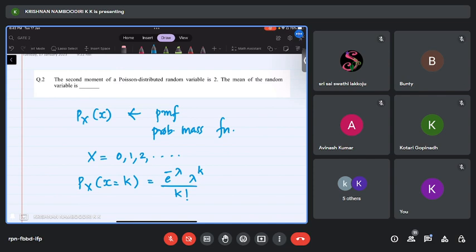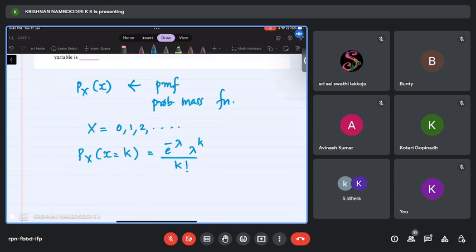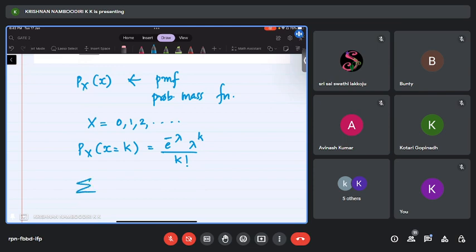Okay. So here lambda is a parameter. In fact, lambda will be the mean of the random variable as well as the variance of the random variable. That I will show here. So before that, you have to verify one more thing, right? Probability of X equal to k, summed over k equal to 0 to infinity. What is the sum of these infinite probabilities?